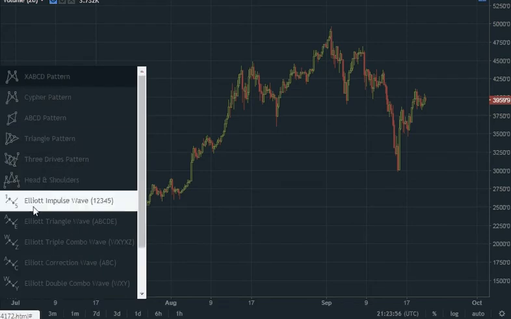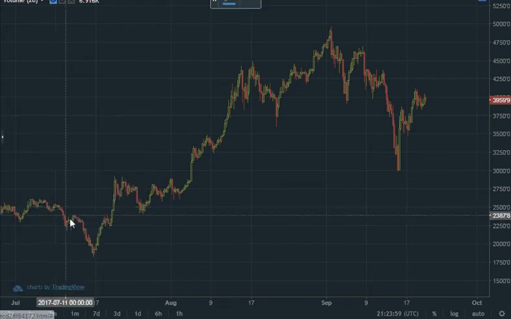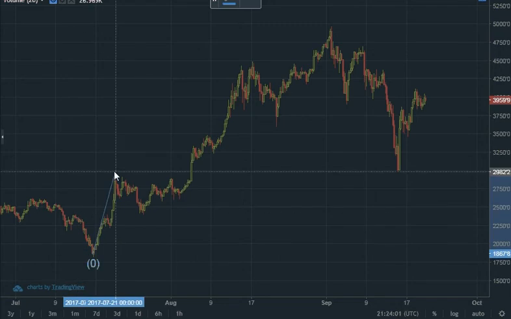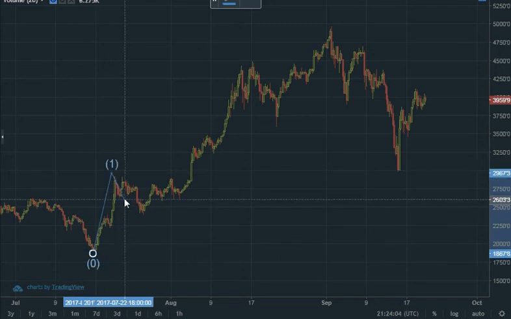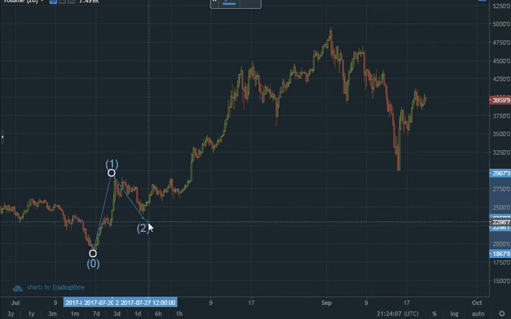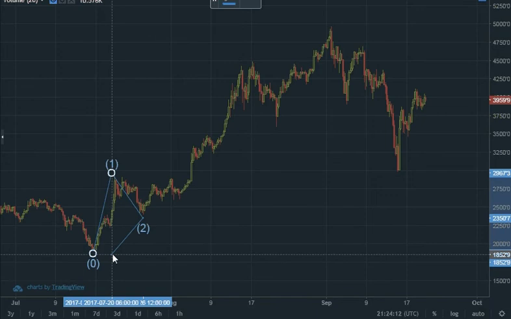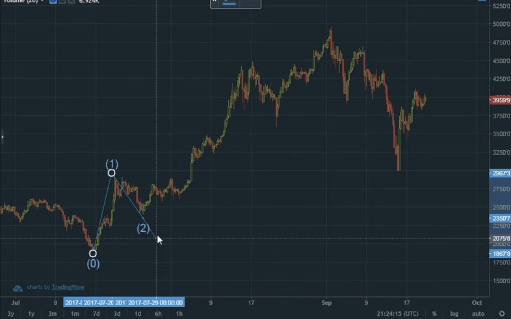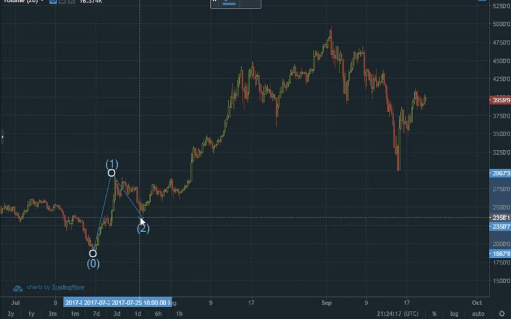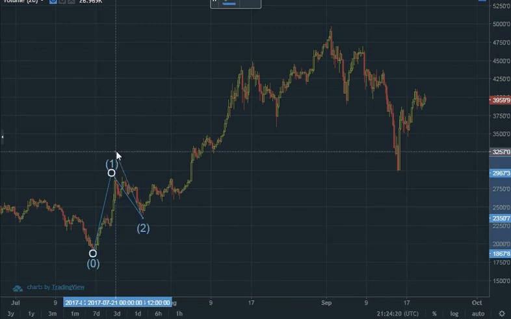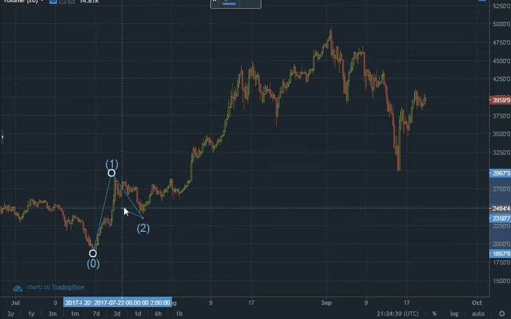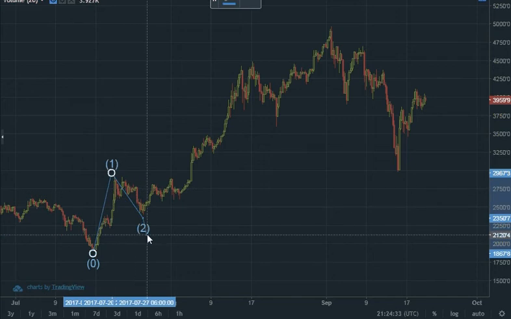Here I'm going to label wave 1, wave 2. The rule of wave 2 is you cannot exceed the starting point of wave 1. Check. Okay. Wave 1 must itself be impulsive. 1, 2, 3, 4, 5. Followed by a 3-wave A, B, C retracement.